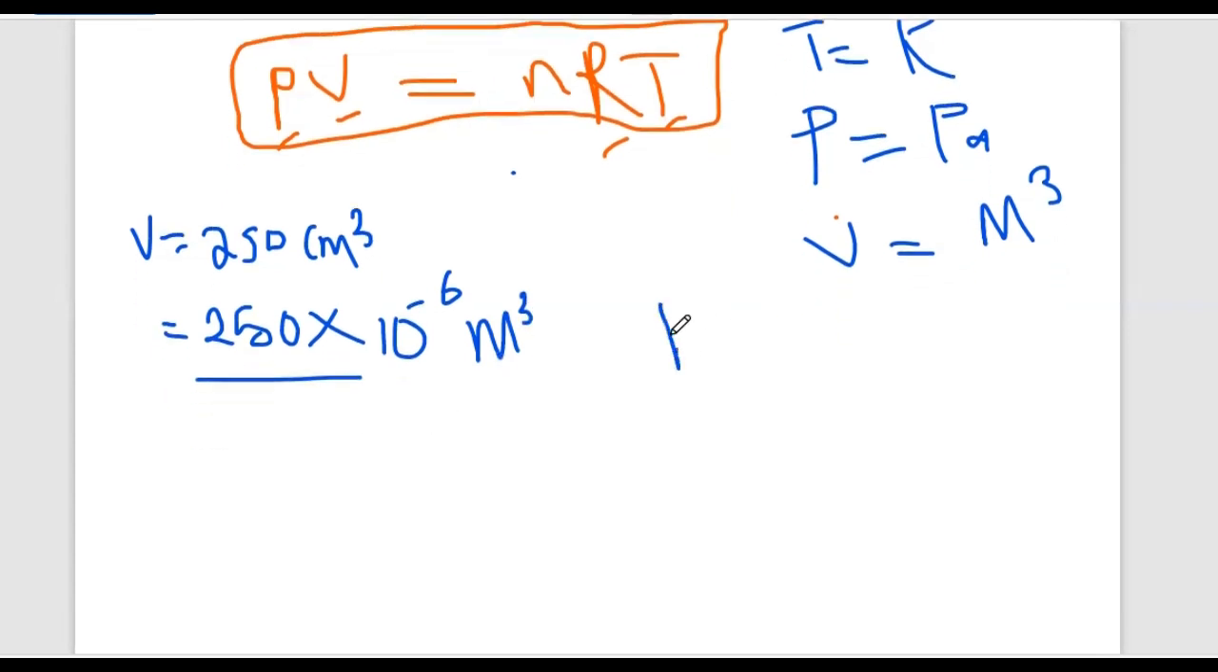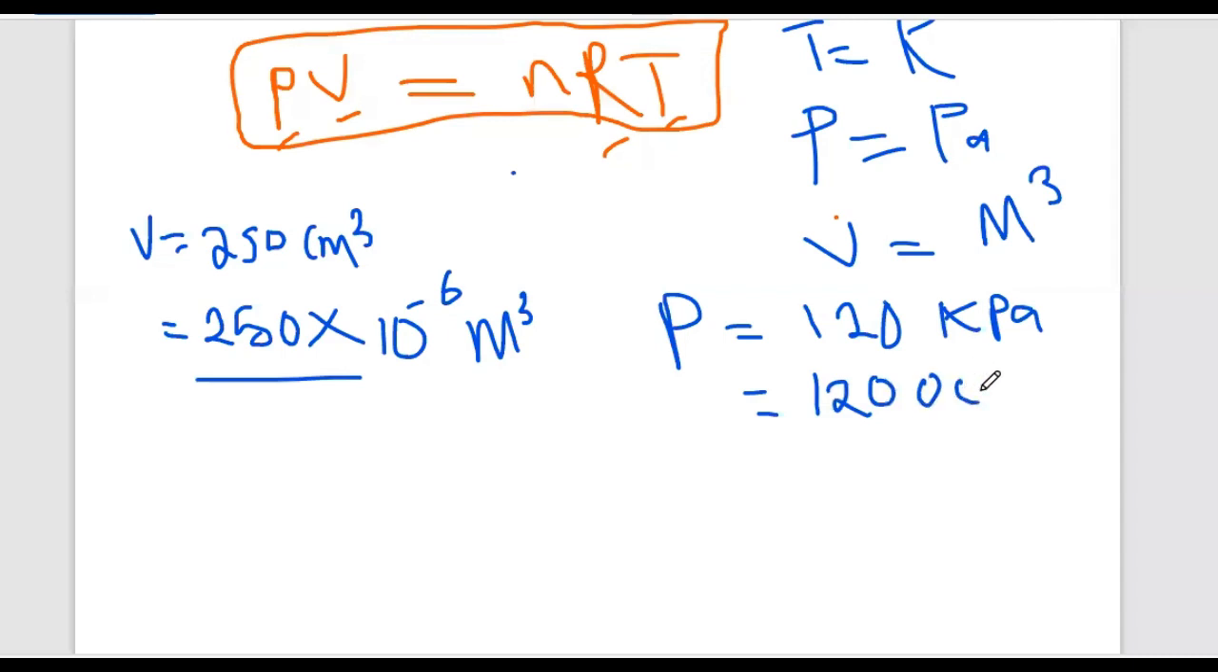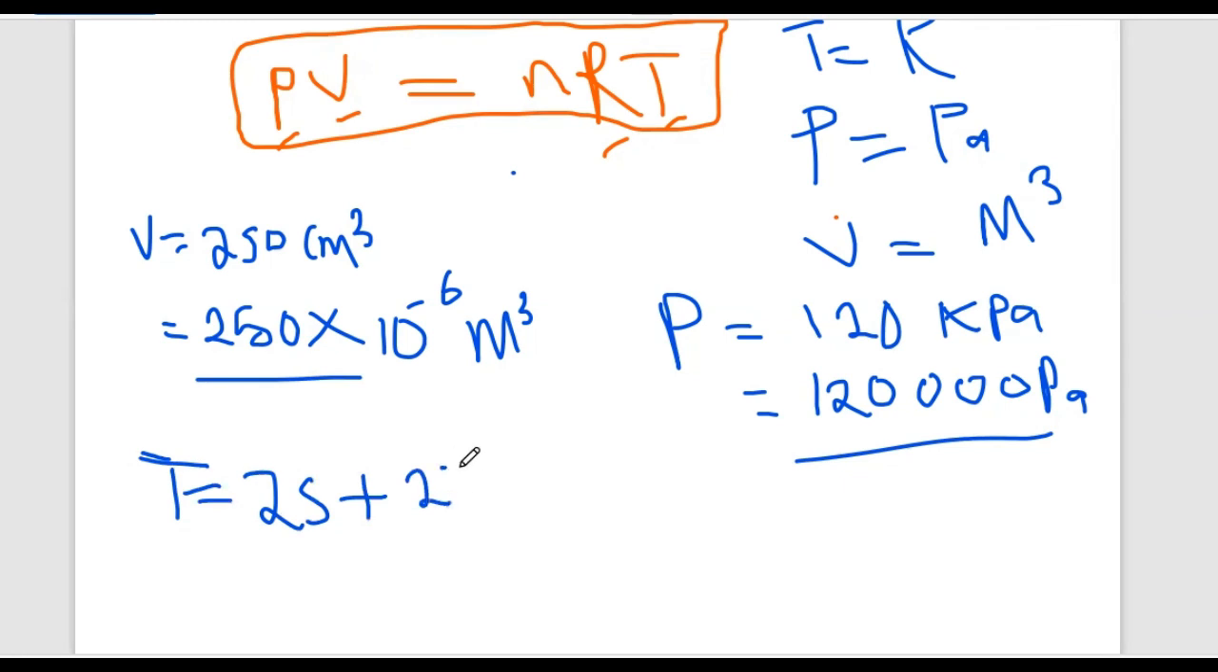And then let's look at our pressure. We were given 120 kilopascals. Kilo simply means 1,000, so 120 multiplied by 1,000 gives 120,000. Those are our pascals. And then the temperature is 25 degrees, and we have to change this to kelvins. You just add 273, meaning you're going to have 298 kelvins as our temperature.